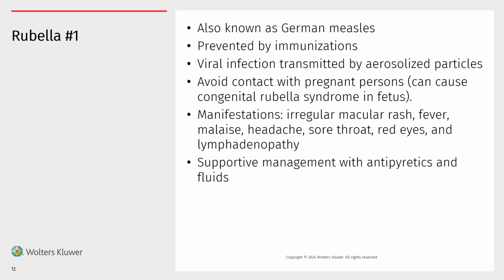Rubella is German measles. We also vaccinate for that. It is another viral infection. Avoid contact with pregnant persons, as it can cause congenital rubella syndrome in the fetus. And it's this irregular macular rash that you'll see. And again, we manage fever and prevent dehydration.